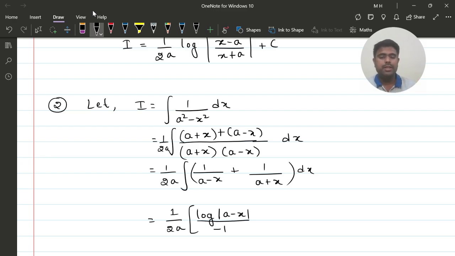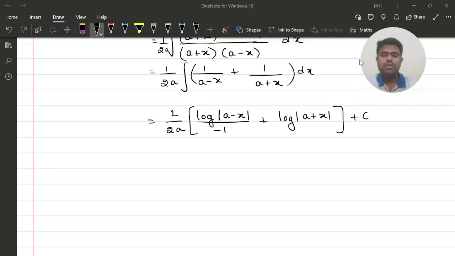I hope what I am doing is clear to you. Plus, what is the integral of a plus x? It is log mod a plus x, plus c. So therefore this will be equal to 1 by 2a.